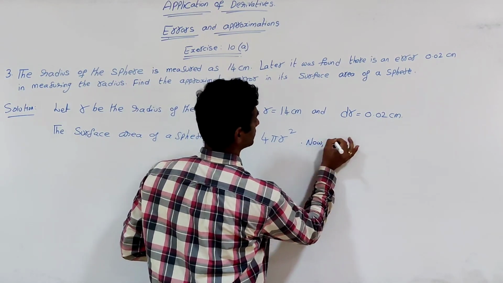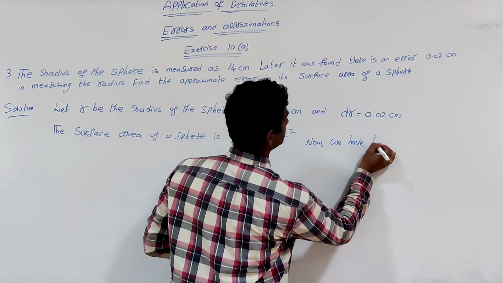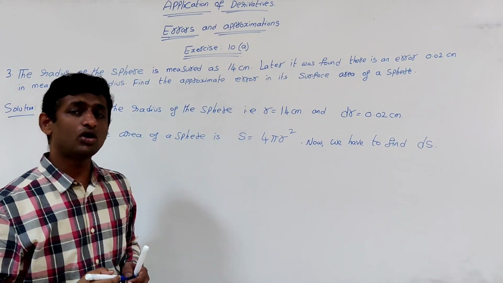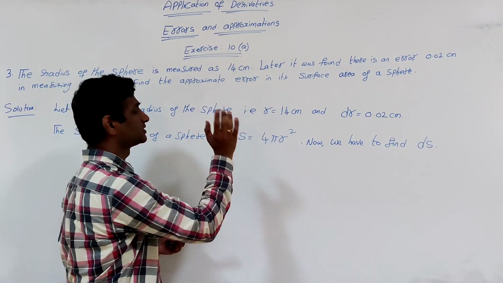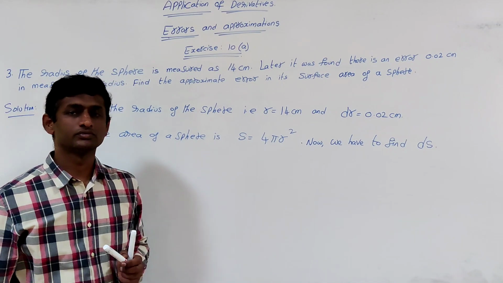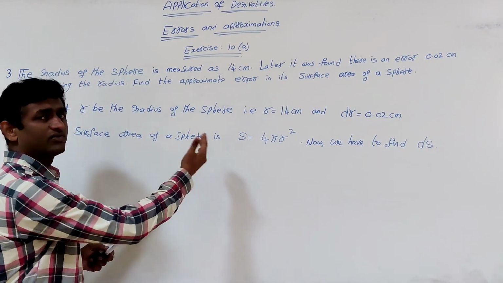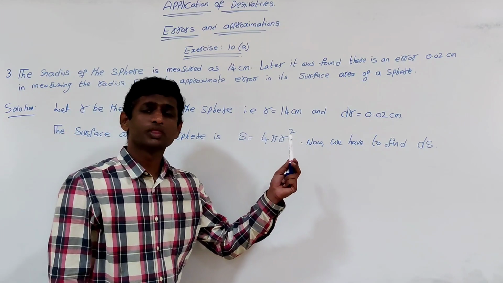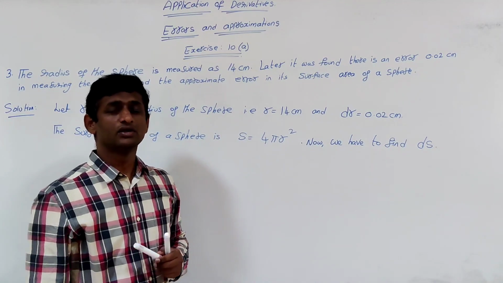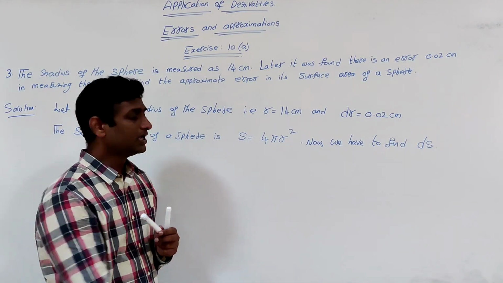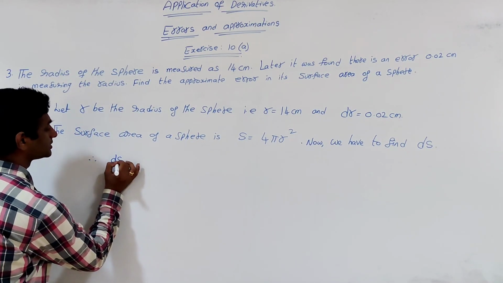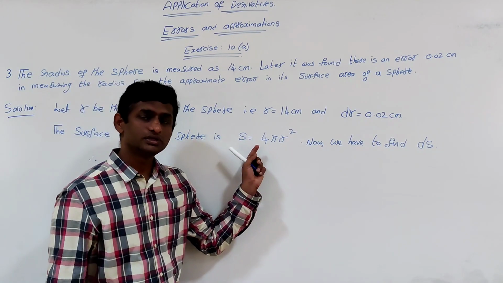Now we have to find ds, delta s or ds. ds is a differential of s because the surface area depends on the radius. So it is like y is equal to f of x, where x is the independent variable and y is the dependent, whereas r is independent and s is dependent. Now, so therefore ds. So what is the derivative of this?